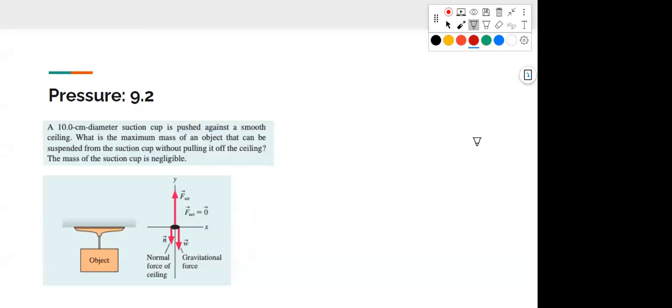Okay, now is a good time to try a problem. I'll try to do some problems with you as we go so that you get some practice, but we'll also make sure you have problems in discussion. In this problem, we have a 10 centimeter diameter suction cup pushed against a smooth ceiling. What is the maximum mass of an object that can be suspended from the suction cup without pulling it off the ceiling? The mass of the suction cup is negligible. I've included the figure from the book here.